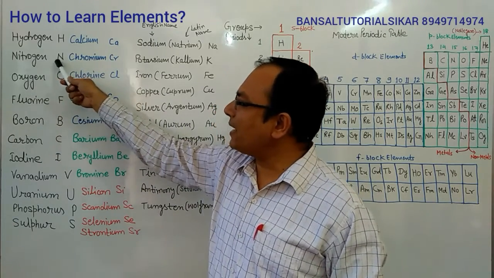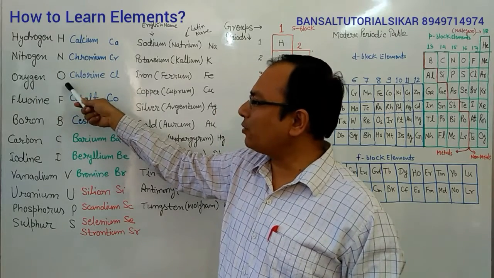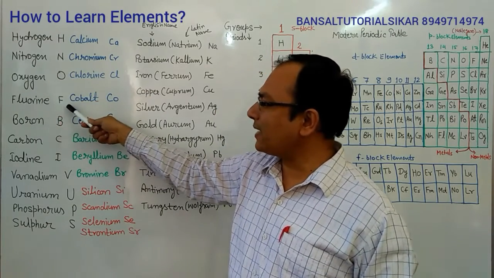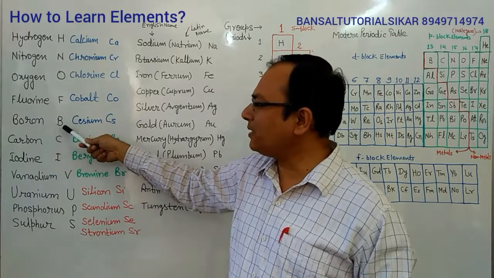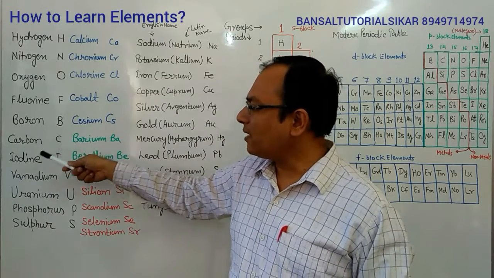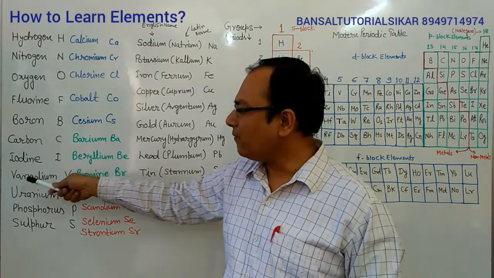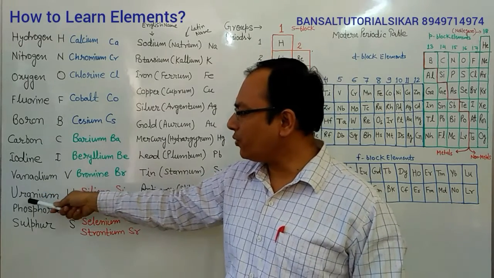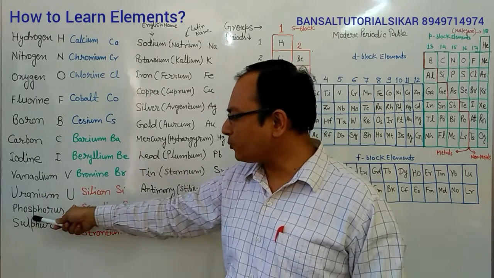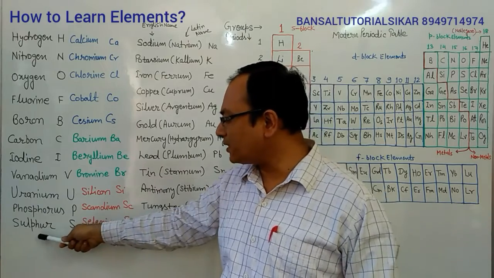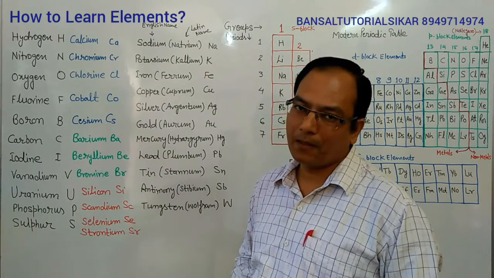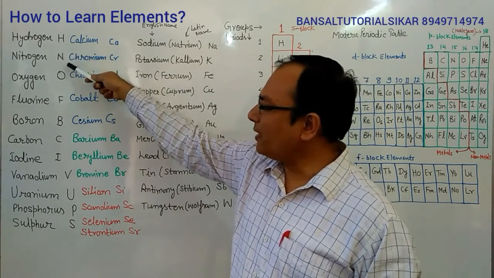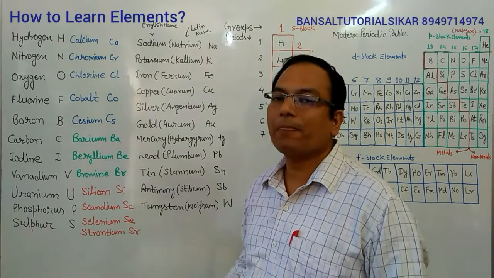Nitrogen is symbolized as N, oxygen is symbolized as O, fluorine is symbolized as F, boron is symbolized as B, carbon is symbolized as C, iodine is symbolized as I, vanadium is symbolized as V, uranium is symbolized as U, phosphorus is symbolized as P, and sulfur is symbolized as S. This is one letter representation.